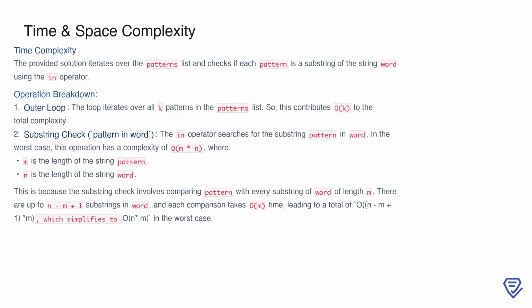Next, we consider the substring check itself, which is where the in operator comes into play. The worst-case complexity of this operation is O(m*n), where m represents the length of the current pattern and n represents the length of the word. This happens because, in the worst case, the in operator compares the pattern against every possible substring of word of length m. Since there are up to n-m+1 such substrings, and each comparison takes O(m) time, the total cost of this operation simplifies to O(n*m) in the worst case.